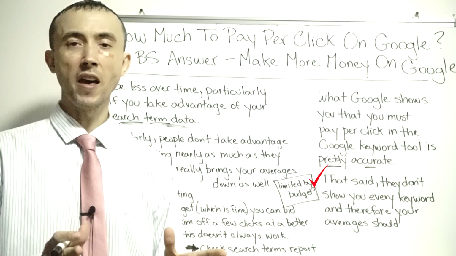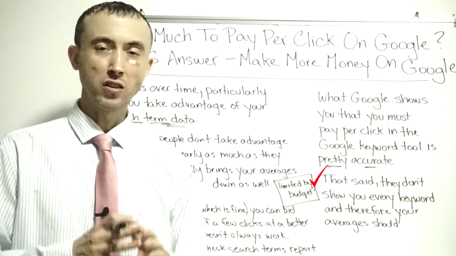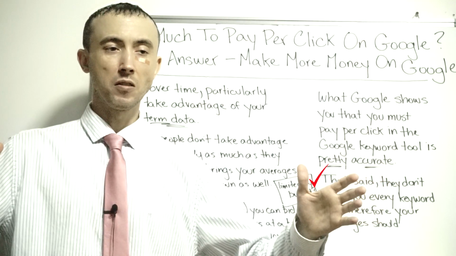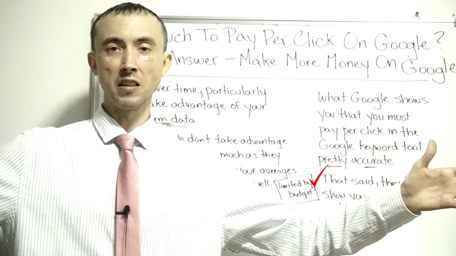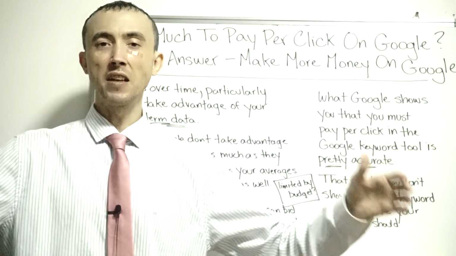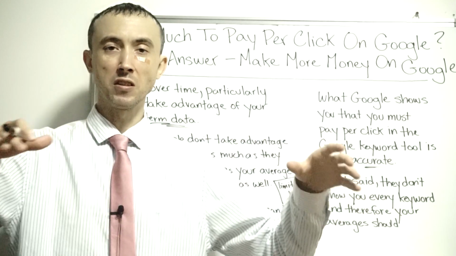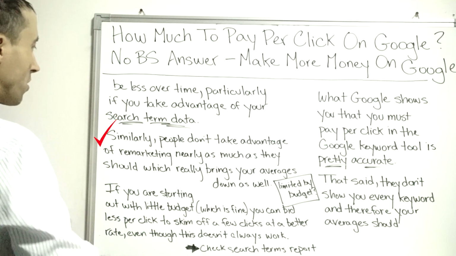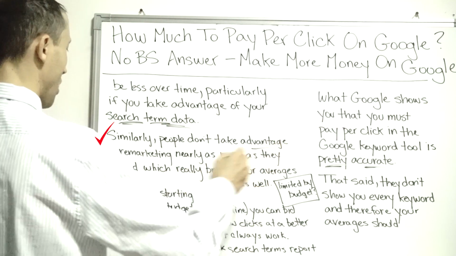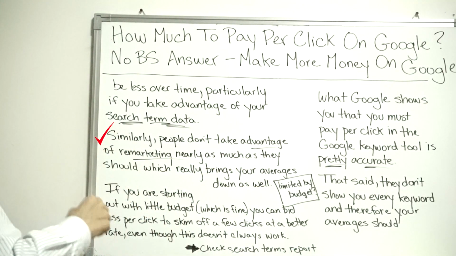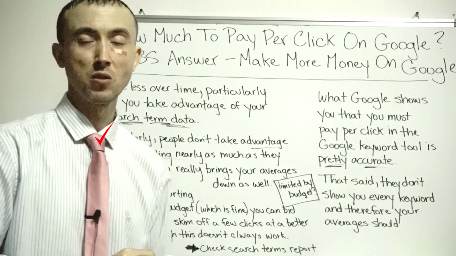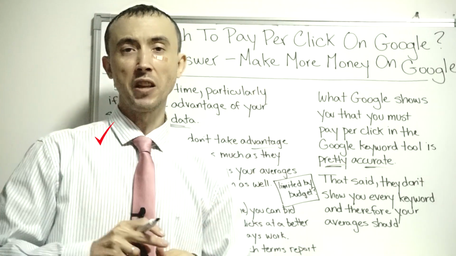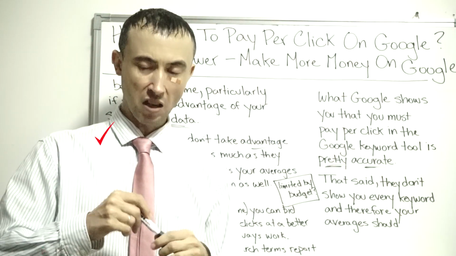So you should take advantage of your search terms data and start targeting keywords that people aren't going to know to bid on necessarily up front, so that you could pay a less cost per click for that reason specifically. That said, in addition to this, people don't take advantage of remarketing nearly as much as they should, which really brings your averages of what you have to pay per click down substantially, okay?